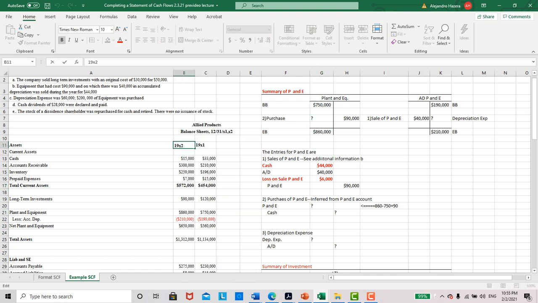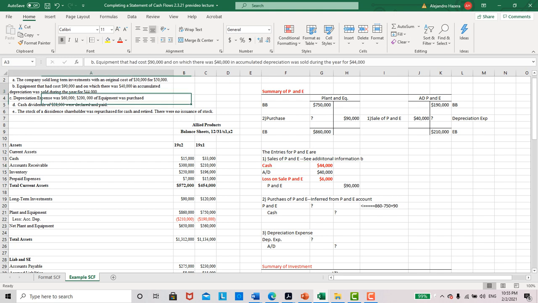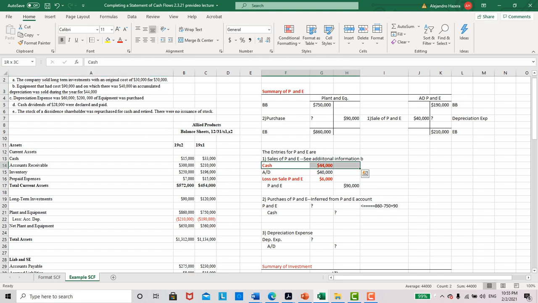beginning balance of that right there. You got the beginning balance of plant and equipment. You were given it, you got it from the balance sheet. You were given the ending balance in plant and equipment. You were given the beginning balance in accumulated depreciation. You were given the ending balance in accumulated depreciation. And by the way, you were also given in part B here this entire journal entry. So everything up to now has been given.